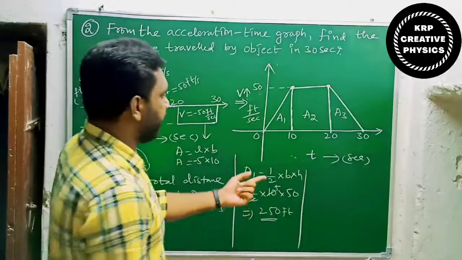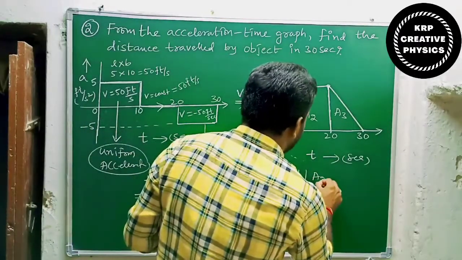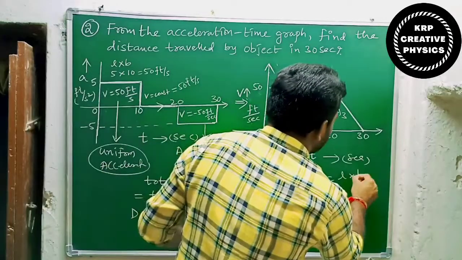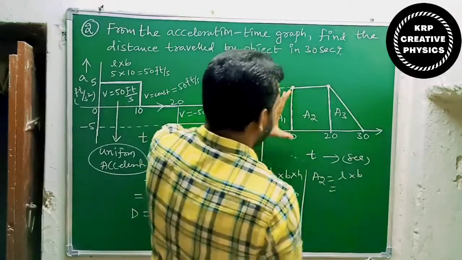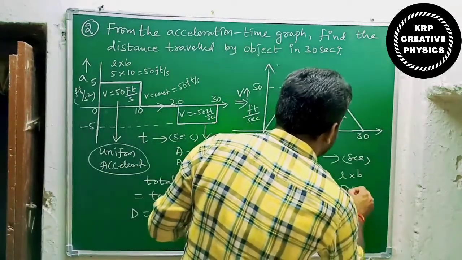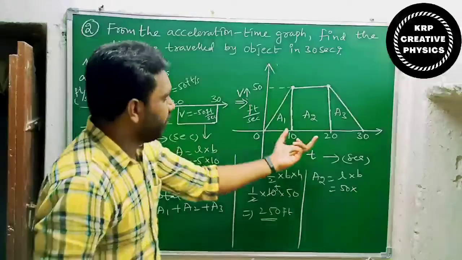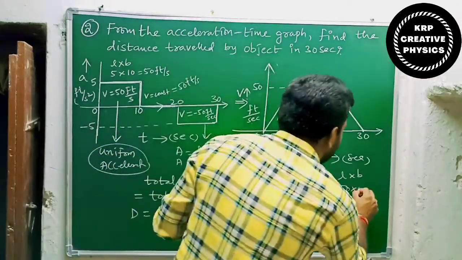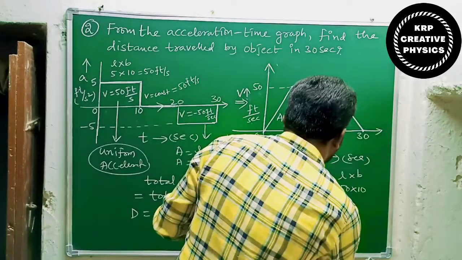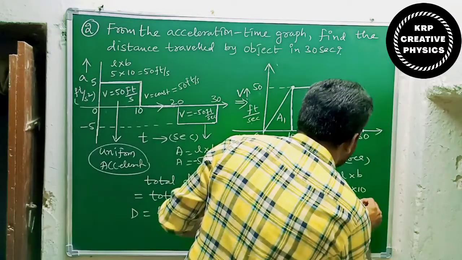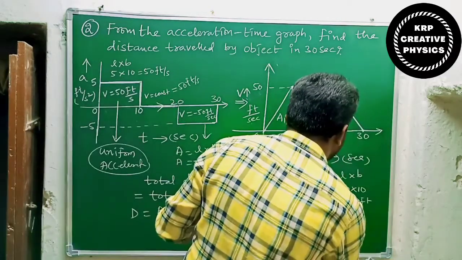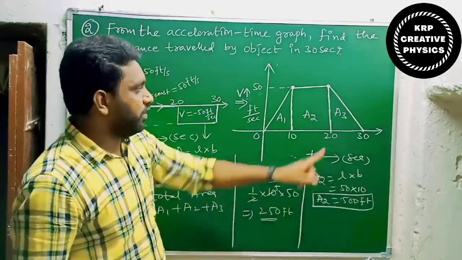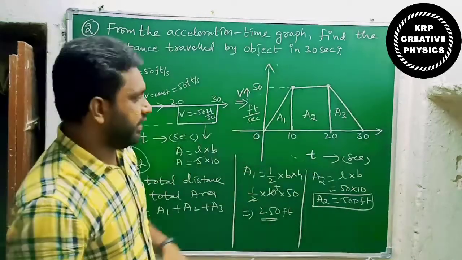So next we need to find A2. I will find A2 here. So A2 is in the form of what? Rectangle, length into breadth. It is very simple. So what about the length here? 50. 50 into, so this is the length. What about the breadth? 20 minus 10. How much? What is the gap here? 10. So it is very simple. So A2 equal to how much we got here? 500. 500 feet. Don't forget that. A2 is 500 feet.